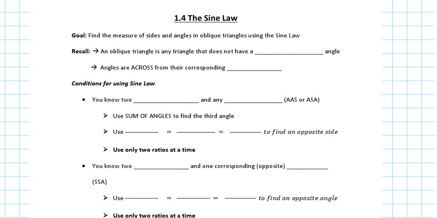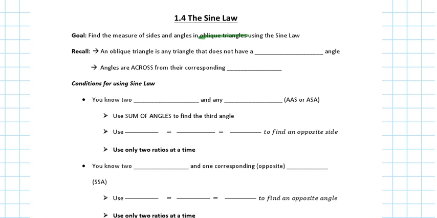Okay, so what we've done so far, which is SOHCAHTOA and the Pythagorean theorem, can only be used with right angle triangles. But life is not easy, and we don't always have right angle triangles. That's why we have other formulas to use when we don't have right angle triangles. The goal for today's lesson, the sine law lesson, is to find the measure of sides and angles, but this time in triangles that are not 90 degrees.